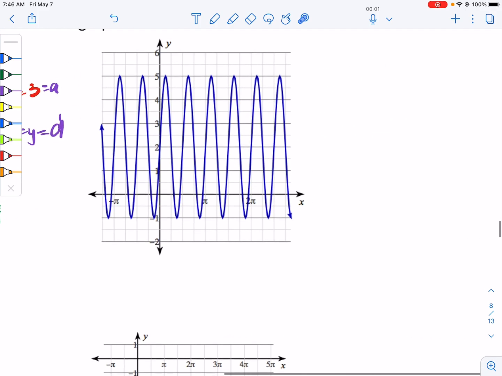Okay? Now, if we look at this one, we still want to find our min and our max. So pause, find your min, max, amplitude, and midline.